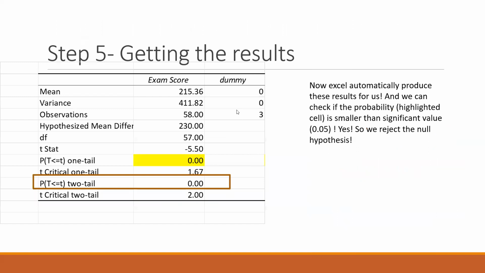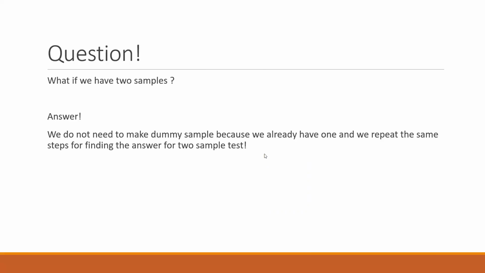After you hit OK, this table is built for you, and what we care about in this table is checking this probability for the two-tail and comparing it with the significance value. So if this probability here is smaller than the significance value, we should reject the null hypothesis, and if it's bigger than the significance value, we should accept the null hypothesis. So you see here it is 0, smaller than 0.05, so I should reject the null hypothesis.